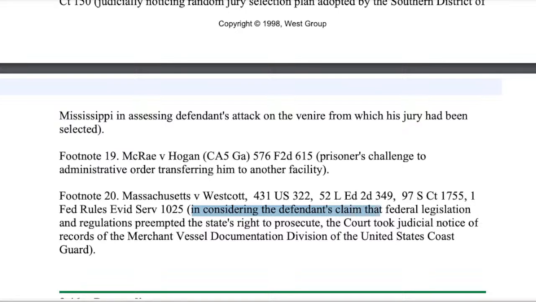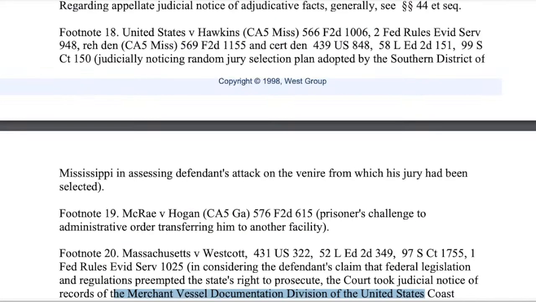In considering the defendant's claim that federal legislation and regulations preempted the state's right to prosecute, the court took judicial notice of records of the Merchant Vessel Documentation Division of the United States Coast Guard. Wow. Massachusetts versus Westcott. Federal legislation preempted the state's right to prosecute. The court took judicial notice of the records of the... Oh, wow. That looks like an interesting case here.